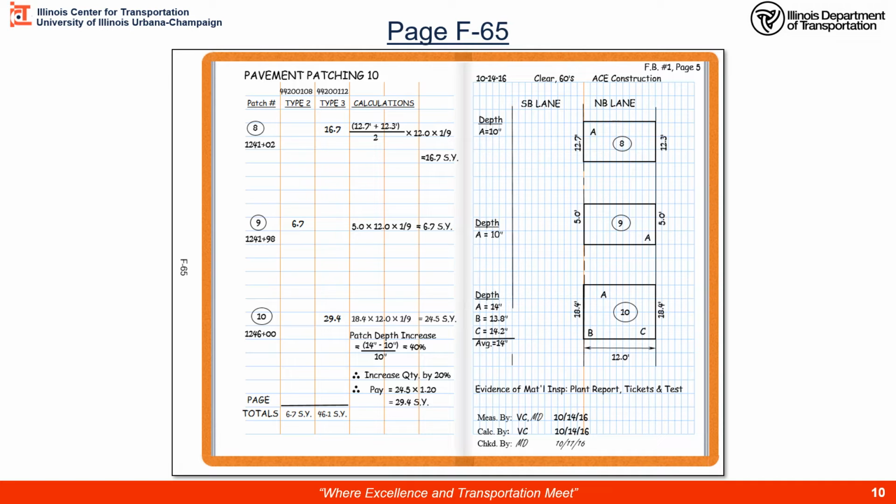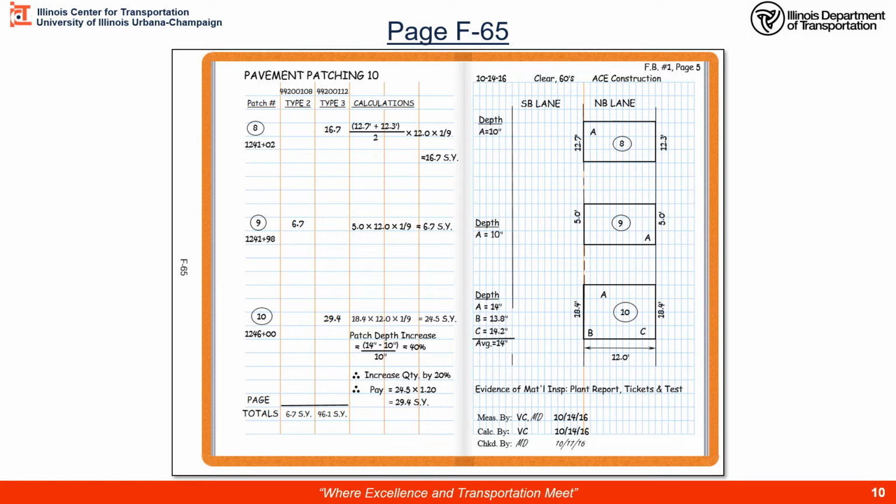So we go to our chart on page 258, and for a 30% and greater change in thickness, here we go, we have an increased quantity by 20%. We're looking at the table on the right-hand side for our actual quantity change. So I know I need to increase my quantity by 20%. Let's do our calculation. We got our length, 18.4, and 12 feet wide. So 18.4 times 12, convert to square yards by dividing by 9. I get 24.5 square yards.